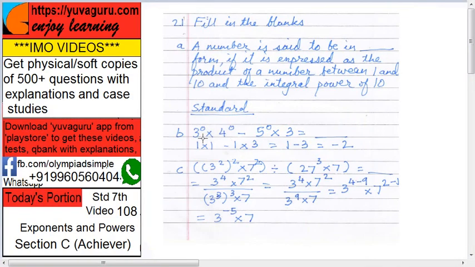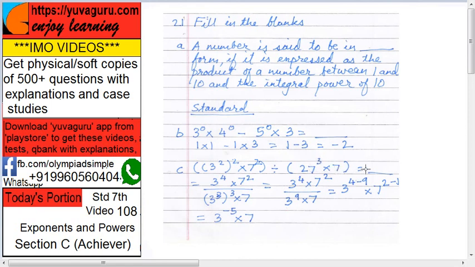Next, 3 raised to 0 into 4 raised to 0 minus 5 raised to 0 into 3 equals to, anything raised to 0 is what? 1. So 1 into 1 minus 1 into 3 equals 1 into 1, 1 minus 3. So it becomes minus 2. That is the answer.